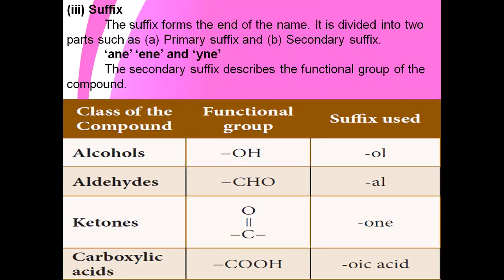Okay. So secondary suffix. This is the functional group. Already we know what the functional groups are. OH, CHO, CO, COH. These are the functional groups. So we use the suffix word, suppose OH in the carbon compounds, we call it as OL.